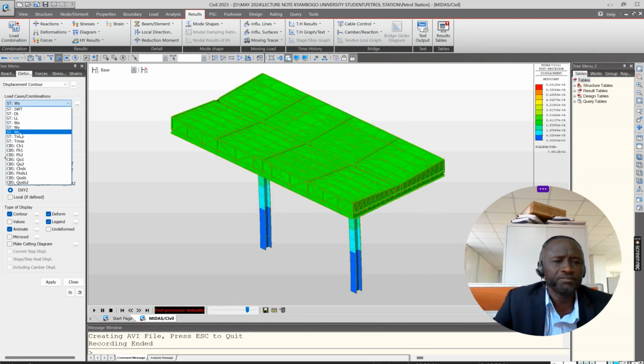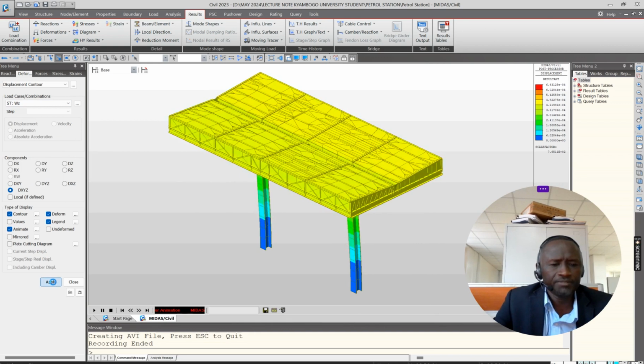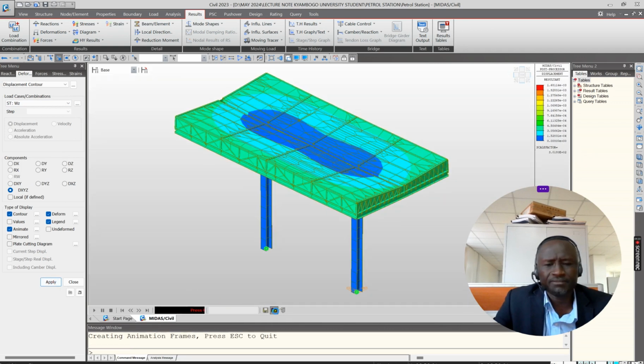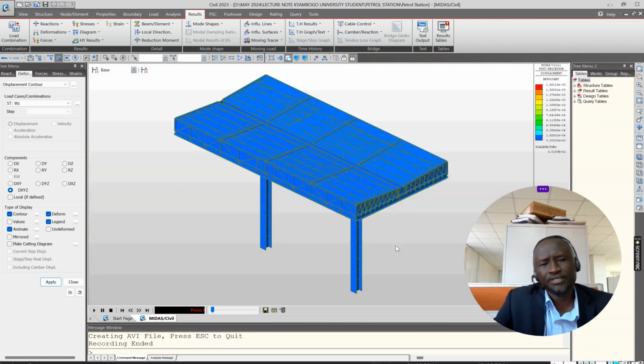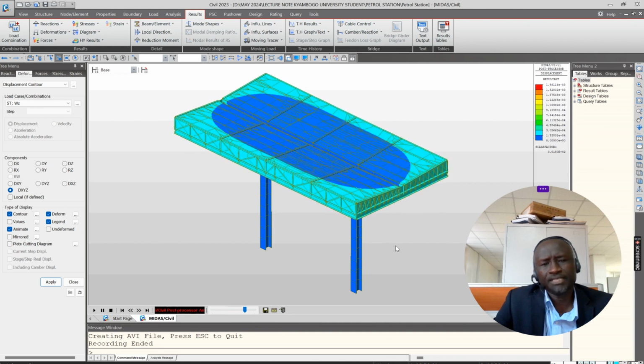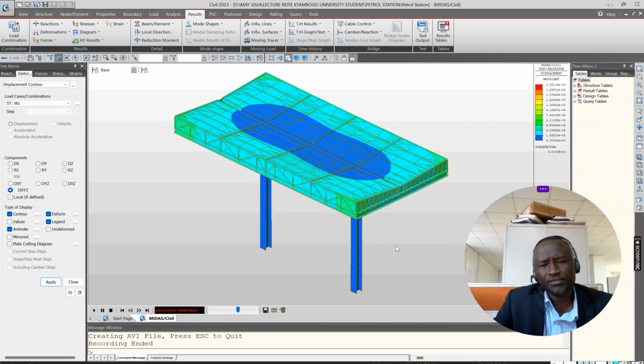What about the uplift effect? The uplift effect, definitely, which you as an engineer need to be careful about, is this one. You can see it's trying to lift the whole canopy upward. So two points again you need to take note of.